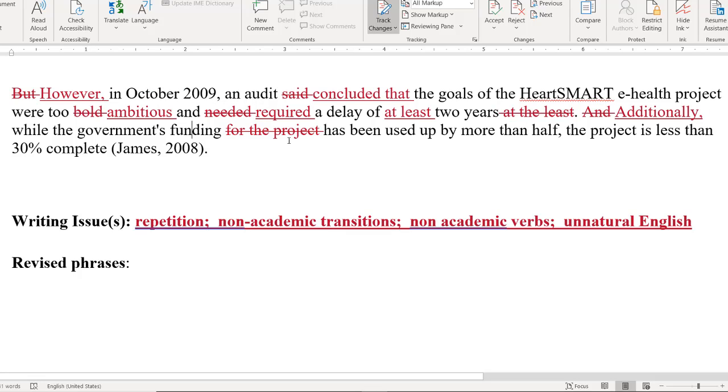Additionally, while the government's funding, we don't need "for the project," right? Maybe that's obvious. So that's just wordy. While the government's funding has been used up by more than half, the project is less than 30% complete. So we know from the context that we're talking about the project.